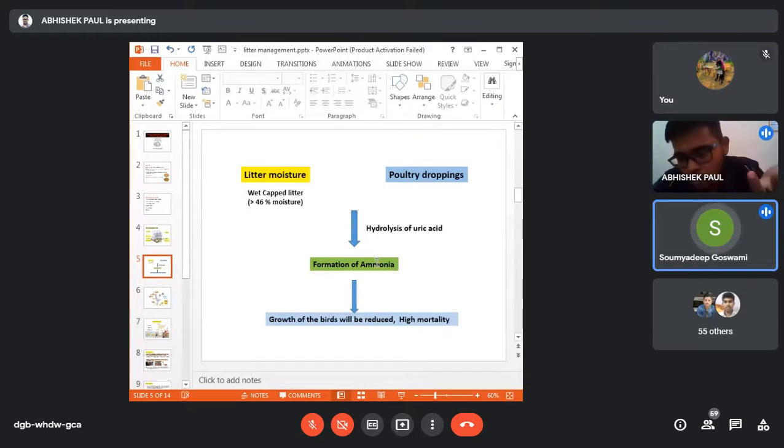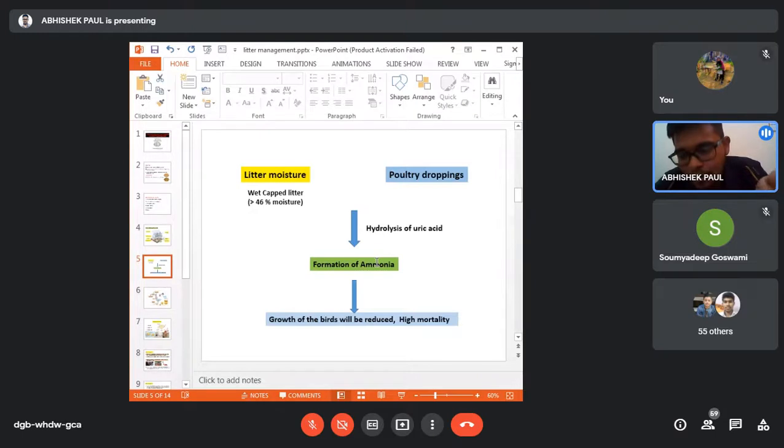Then ammonia forms. Poultry dropping contains uric acid. This is the normal byproduct, the end product after metabolism of the protein. Uric acid in case of birds; for human beings it is urea, as you said. So this uric acid plus the wet litter material, not the dry one. If the litter material is already wet and contains more moisture, meaning the percentage is more than 46%, then it will cause the hydrolysis of the uric acid to ammonia.